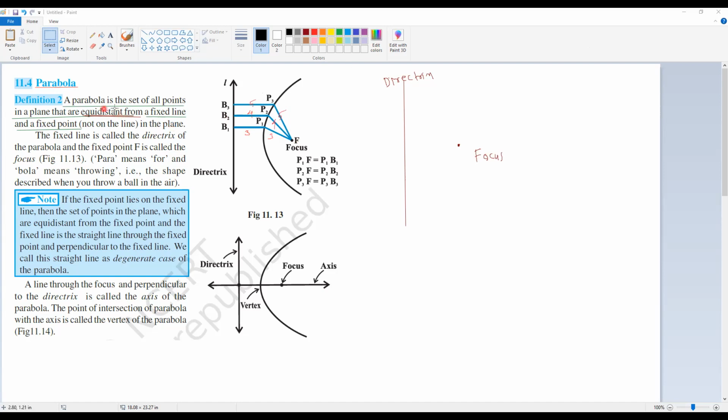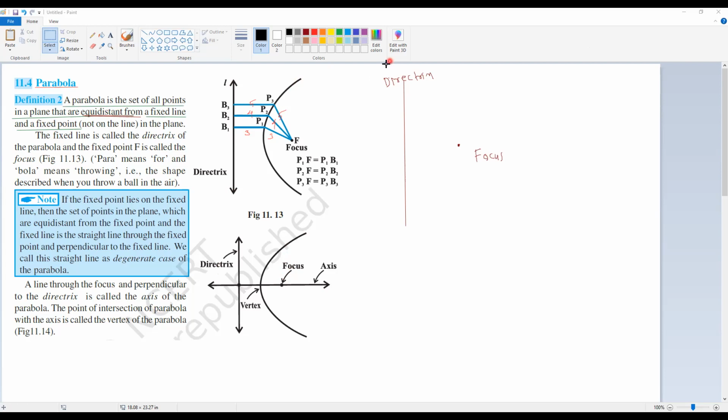Means it is the collection of all points in such a way that those points lie equidistant from that fixed line and that fixed point. Then you will get a shape like this. You can see that. That is known as parabola. And this fixed line is called directrix. That fixed point is known as focus.